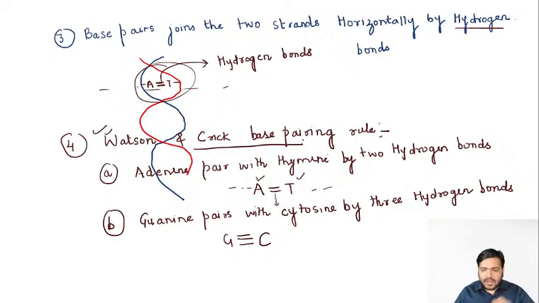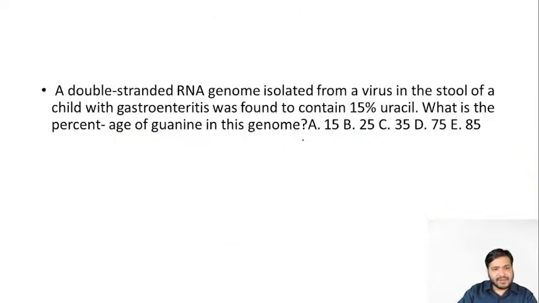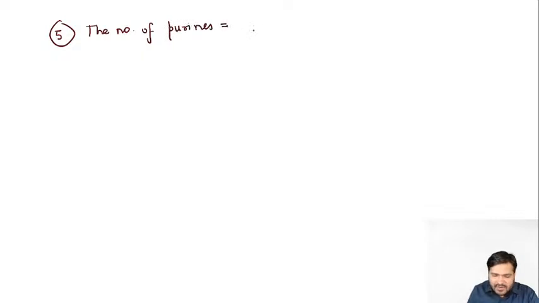Okay. Now, guys, coming to another salient feature of the Watson and Crick model, the fifth one, and remember the fifth one: the number of purines is equal to the number of pyrimidines. Number of purines is equal to number of pyrimidines.